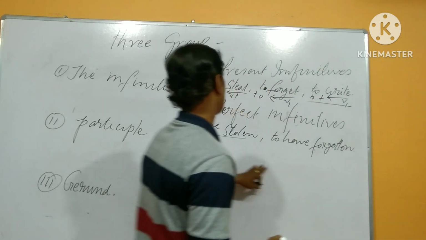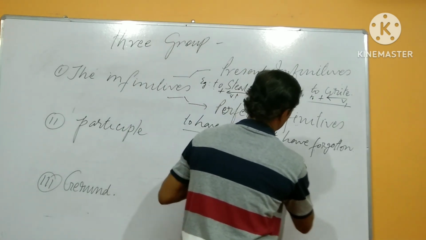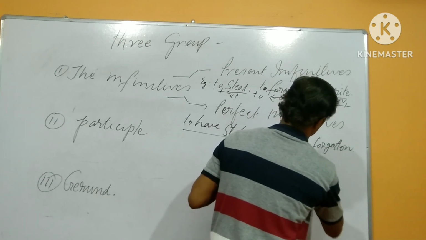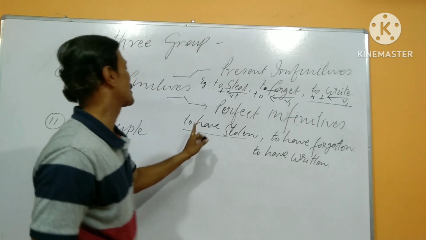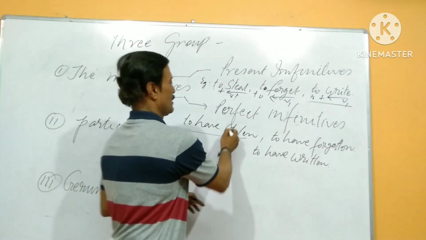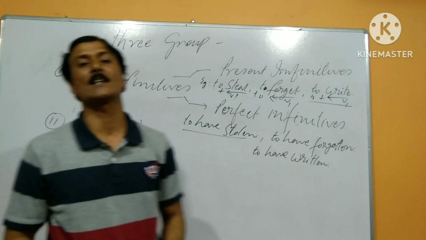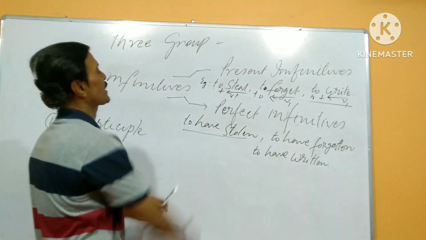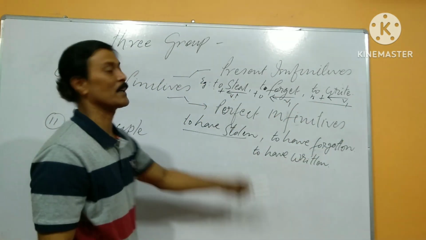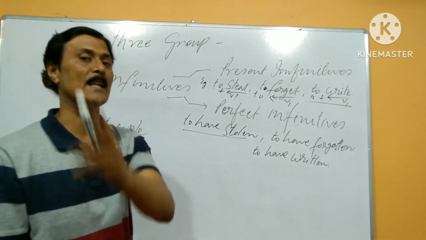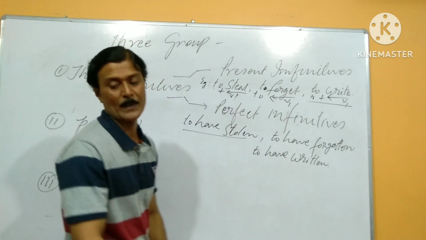To have forgotten. Next one, to have written. Like a perfect tense: to have stolen, to have forgotten, and to have written. This one is the perfect infinitive. Sorry, here is the present infinitive and the perfect infinitive. How many kinds of infinitive are there? There are two kinds of infinitive: the present infinitive and the perfect infinitive.